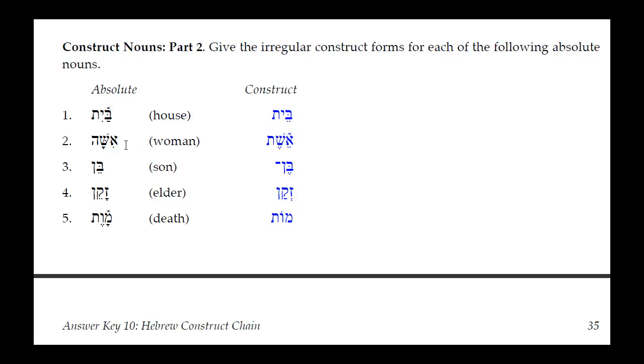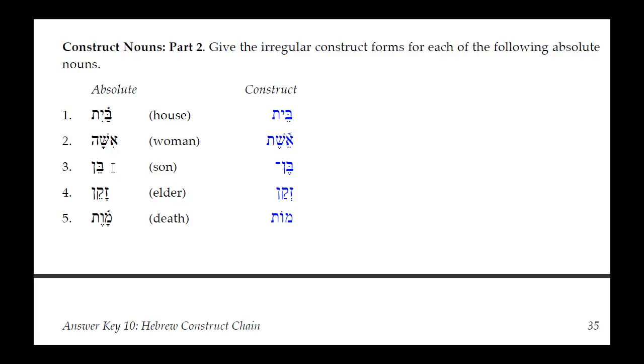Under ishah, and again, these are irregular construct forms, ishah becomes eshet. The accent is actually on the first syllable here, and so it goes ishah, eshet, nashim, and then nesheh for the construct plural. But for the homework here, ishah is the absolute, eshet is the construct.